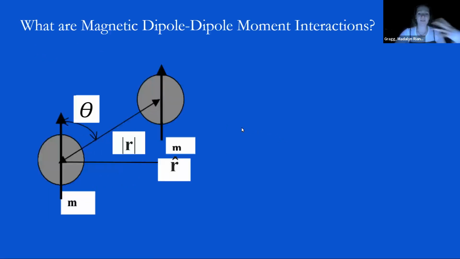To begin, we have to define what a magnetic dipole-dipole moment interaction is. In the most basic of terms, it is any system that has at least two particles with their own magnetic moment that are close enough to each other as to generate either a force or a potential energy.